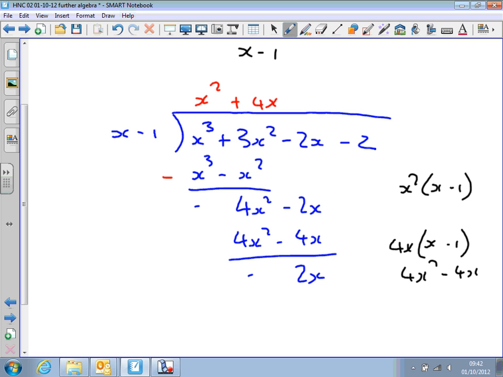Bring down the next number, minus 2. What have I got to times x by to get 2x? 2. So plus 2 at the top. And that leaves me 2 times x minus 2, doesn't it? So 2x minus 2. And again, we've got an example where there's no remainder. It goes exactly.